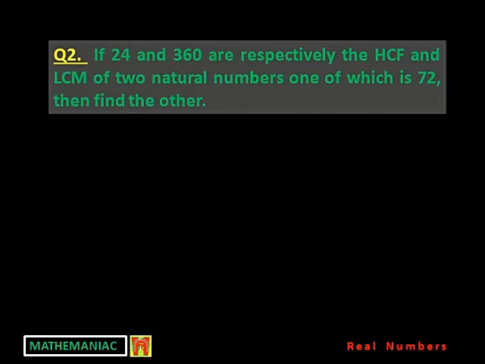Now, come to this question. 24 and 360 are respectively the HCF and LCM of two natural numbers, one of which is 72. Then find the other. Very clear. So one number is given to be 72. The other number you have to find. We know their HCF and we know their LCM. So now they are asking you to find what is the other number.